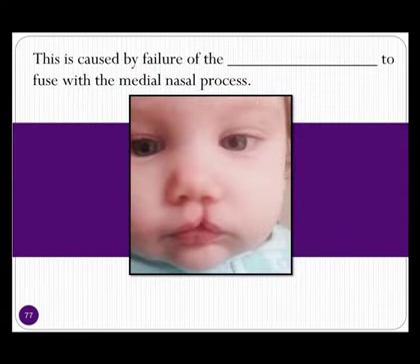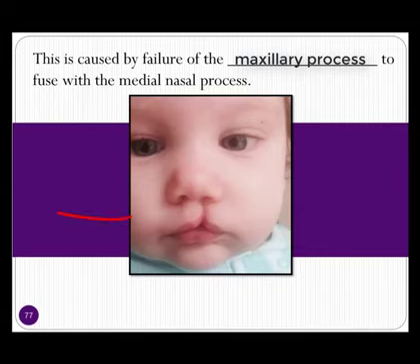Okay, a cleft. This little baby has a cleft lip, a unilateral cleft lip. Now, a cleft is caused by failure of fusion of the maxillary process with the medial nasal process. The face forms from the back of the neck forward and from the head down. So when those processes fail to fuse properly, clefting occurs.